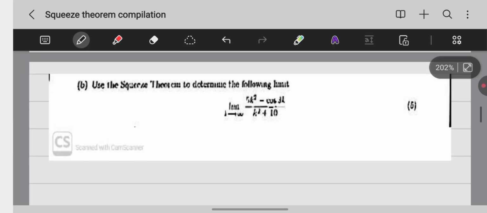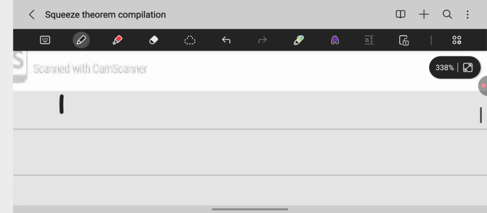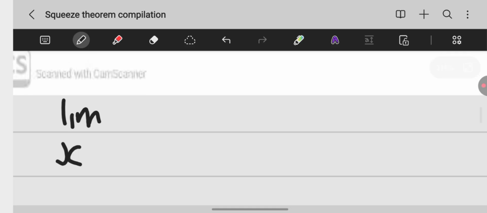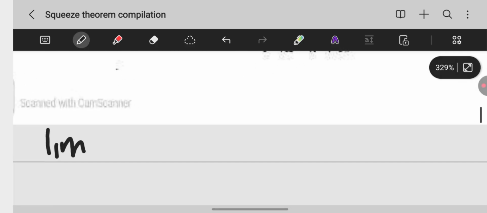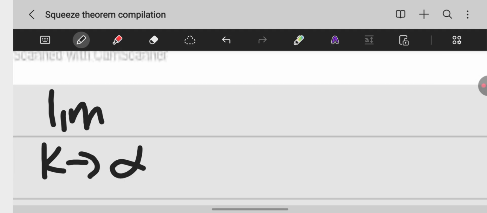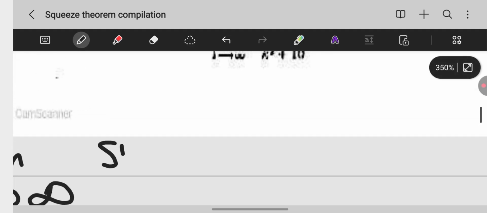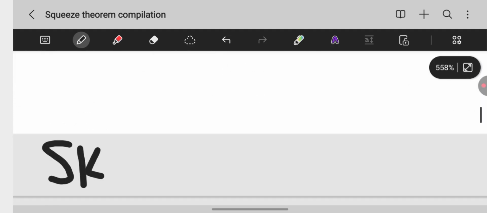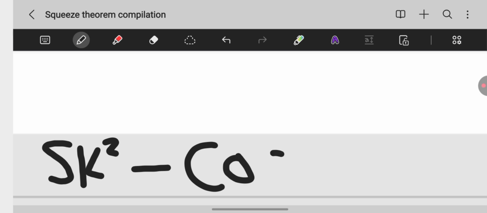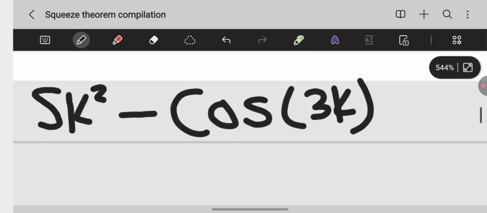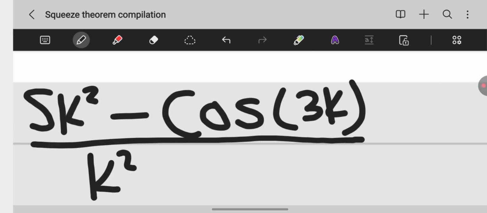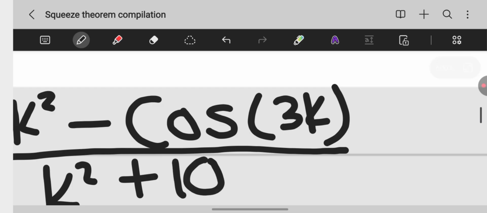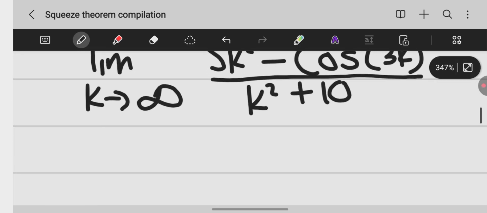Moving on to the next question, which is quite similar to what we did. We have to determine the limit, as k approaches infinity, of (5k squared minus cosine 3k) over (k squared plus 10). And yeah, let's really just start.